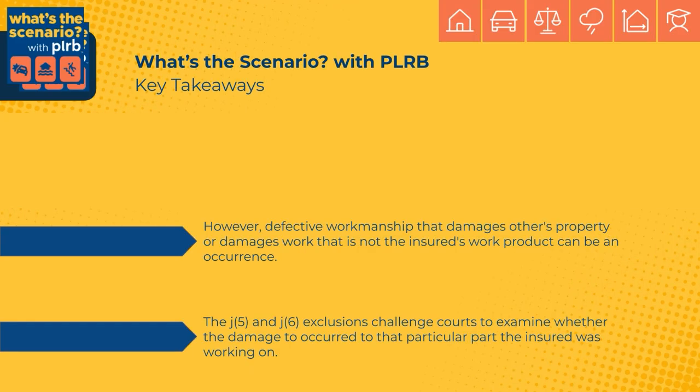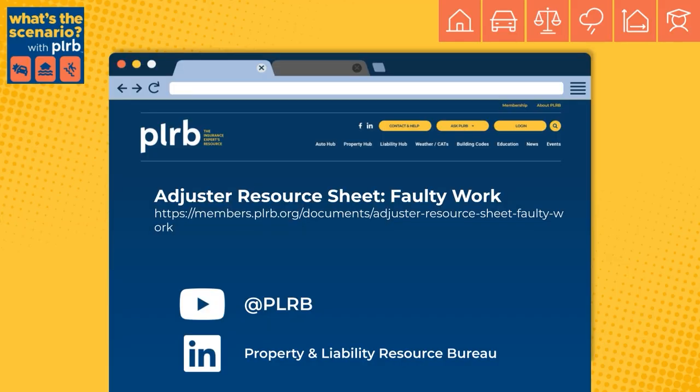Defective workmanship that damages others' property or damages work that is not the insured's work product can be an occurrence. The J5 and J6 exclusions challenge courts to examine whether the damage occurred to that particular part the insured was working on.